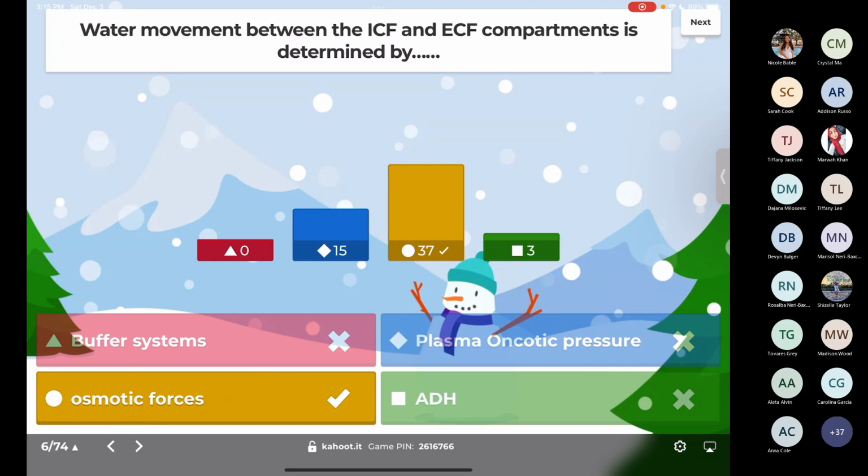Good job, guys. Osmotic forces. That is fluid and water moving from an area of high concentration to an area of low concentration. Typically, high concentration is going to really drive that movement. So very good job, guys. Osmosis.